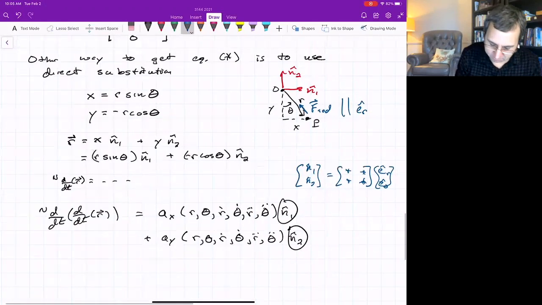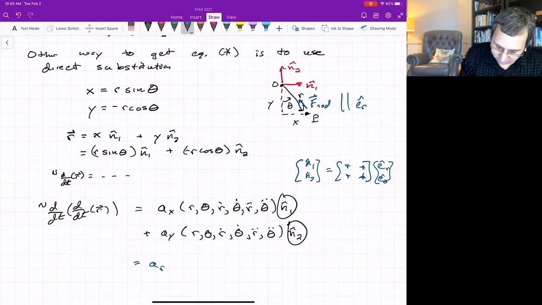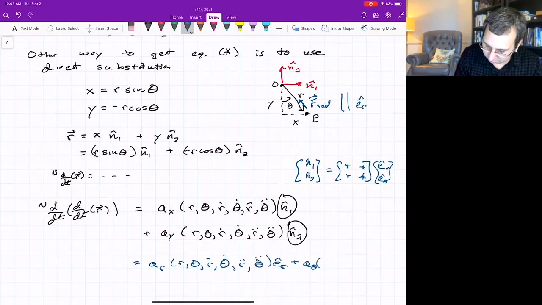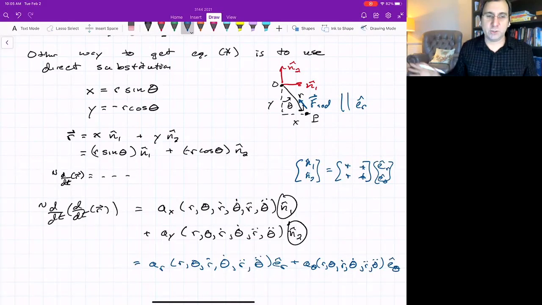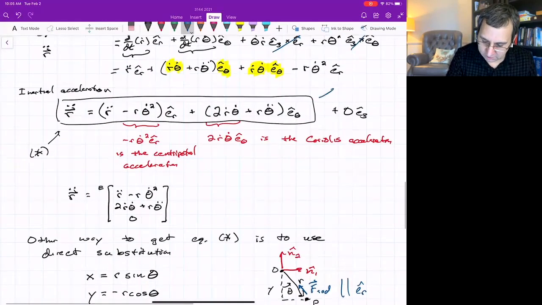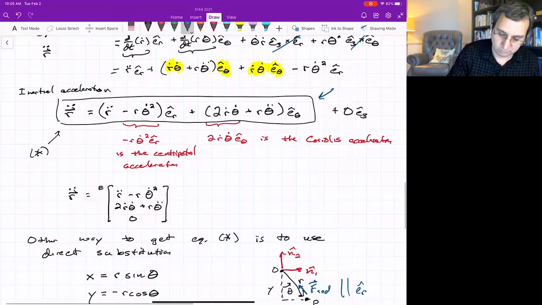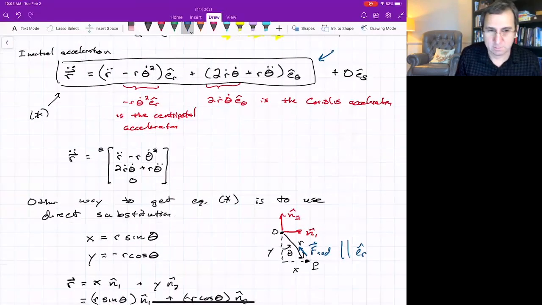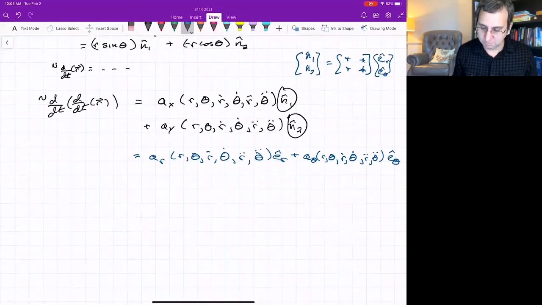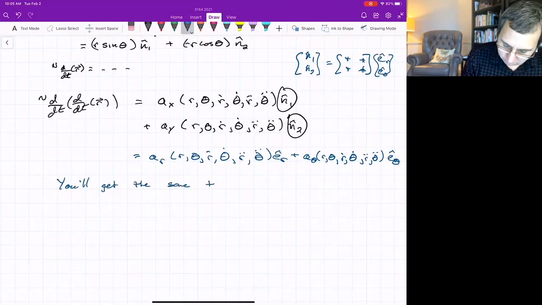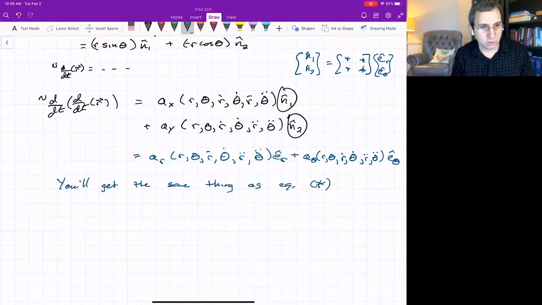And you do all that, and at the end of the day you'll get a sub R, which is going to be some function of R, theta, R dot, theta dot, R double dot, theta double dot, ER plus A sub theta, which is a function of R, theta, blah, blah, blah. You'll do lots of transformations, but you'll end up with the same thing up here, which you got in a pretty straightforward way. What was the big challenge here? The right-hand rule, maybe? It's nice and quick. You'll find the same thing as equation star, but you will have taken the long road to get there.